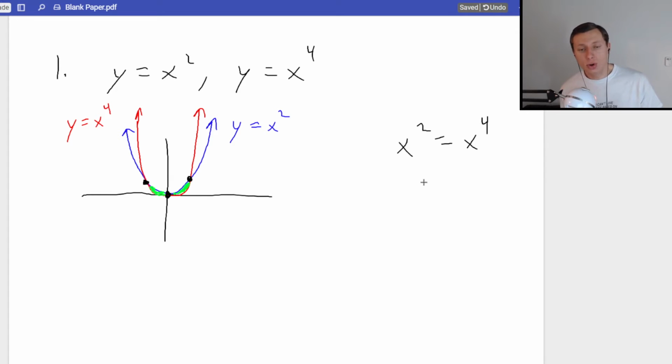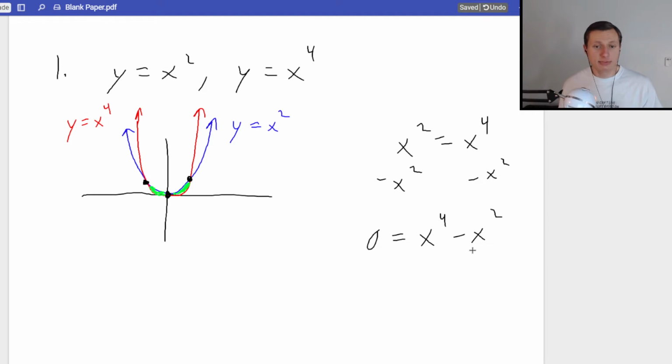For those of you out there who want to cancel out x squared, and then we have x squared on the right, never cancel out x's. If you cancel out x's, you're losing solutions. In this case, you'd be losing the x equals 0 solution. So what do we do instead? I'm going to subtract x squared from both sides. So 0 equals x to the 4th minus x squared.